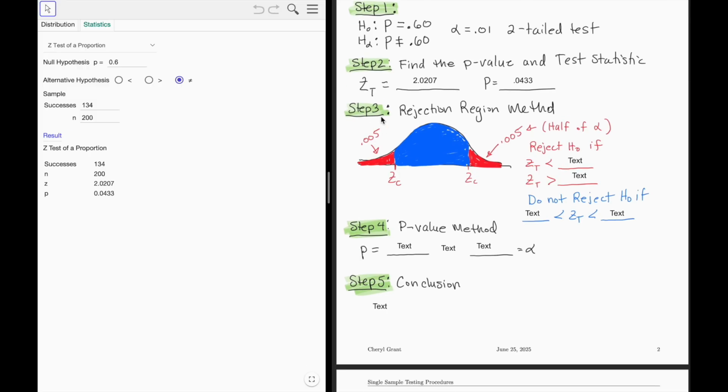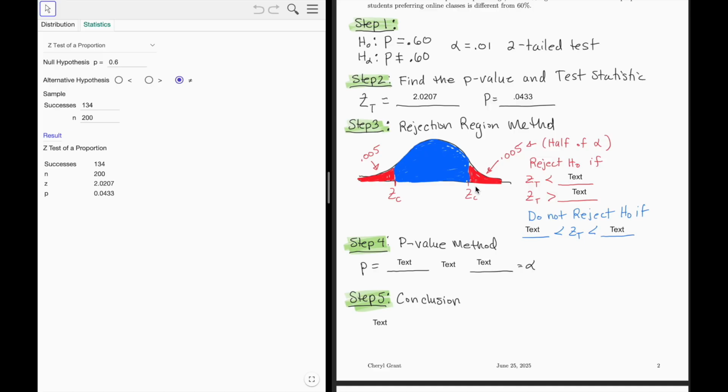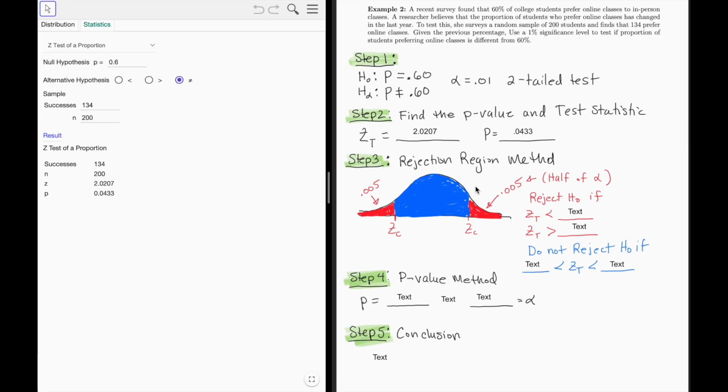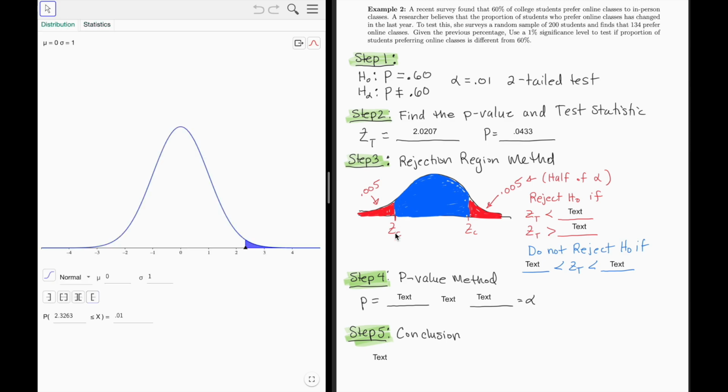So in step 3, we're going to make a decision using the rejection region method. So we need to find our critical value. Now, because this is two-tailed, and a lot of people forget to do this, we got to split that alpha level into the two tails. So we got to divide it by 2. So each of these wings is going to have 0.5%, which as a decimal would be 0.005 in each wing. So we're going to go back to our distribution, and we're going to find those boundary points. Where does that cutoff happen for the rejection region?